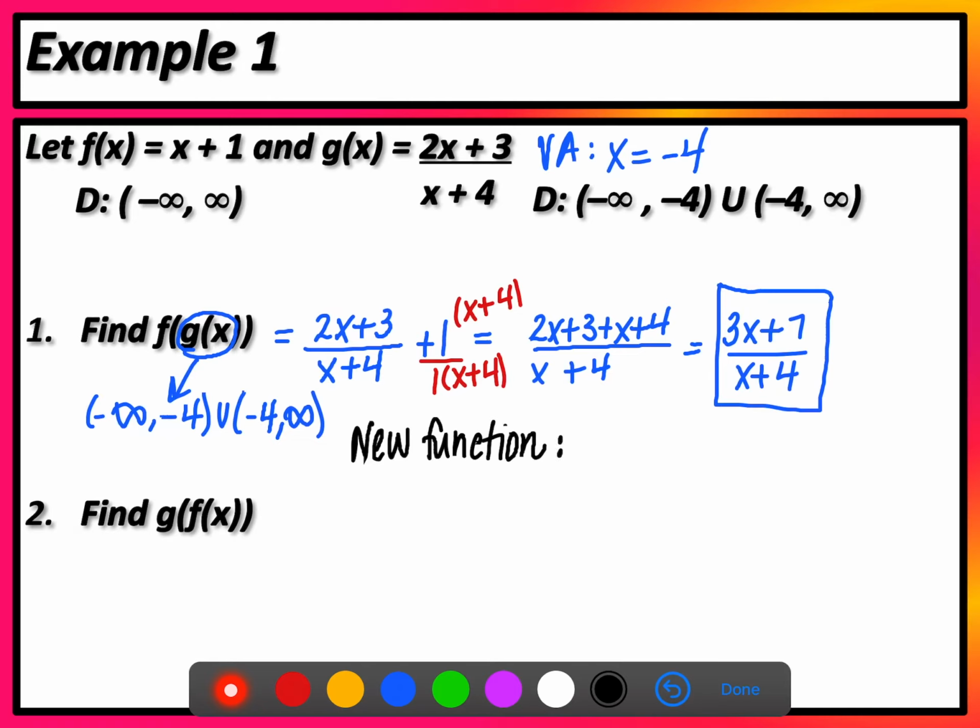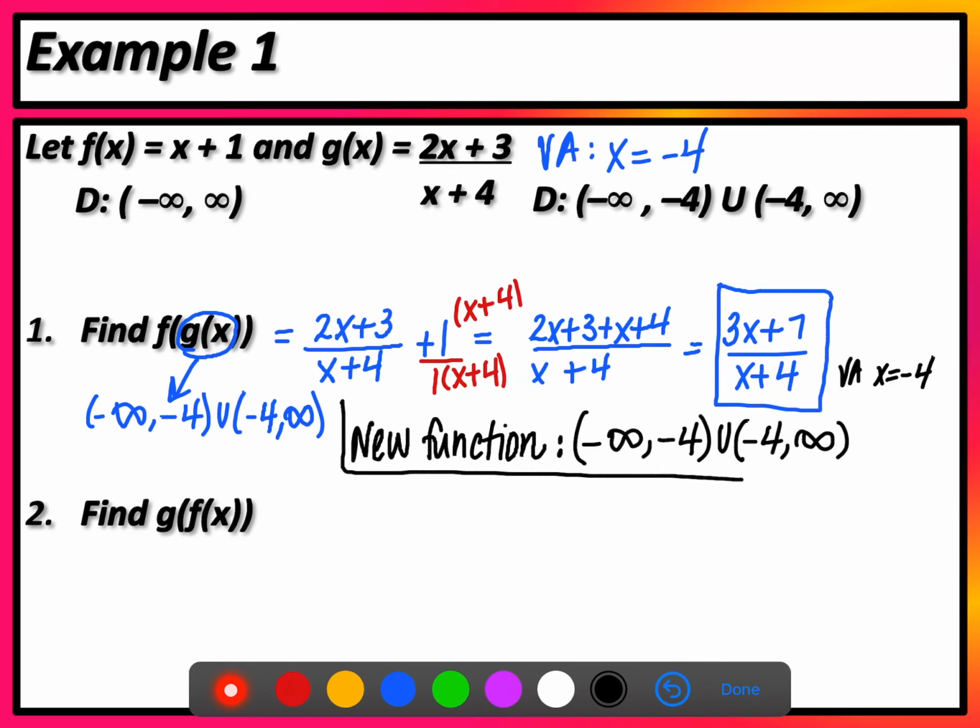Okay, well, if I look at the new function, nothing will factor and cancel, so I'm not going to create any holes, but the denominator could be undefined, and that would be a vertical asymptote at x equals -4, okay? And that is not any more specific than the original domain from the function that was substituted in. So my new domain can be the same.